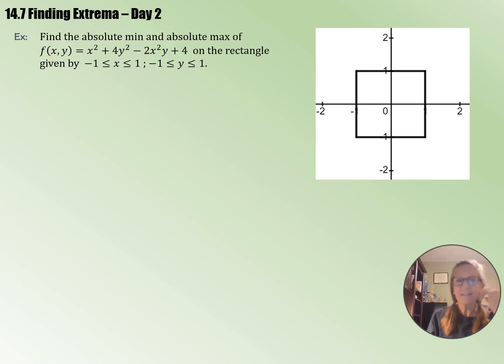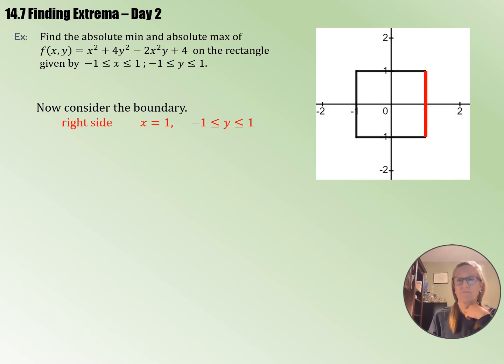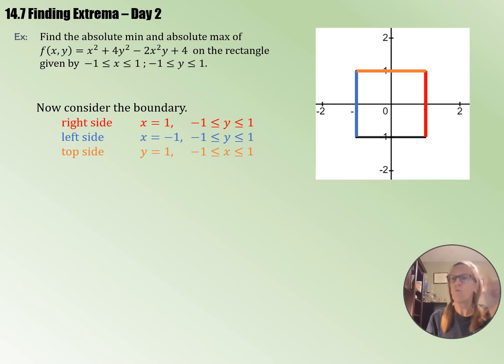All right, so here we go with the boundaries. It's a nice little square. So I have the right boundary. Color that red. The right boundary, x is always 1 and y varies between -1 and 1. The left boundary, x is held constant at -1, y varies between -1 and 1. The top side, y is held at 1, where x varies between -1 and 1. And then the bottom is when y is held at -1 and x goes between -1 and 1.